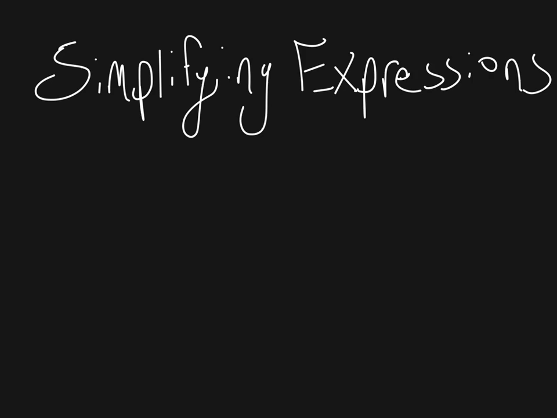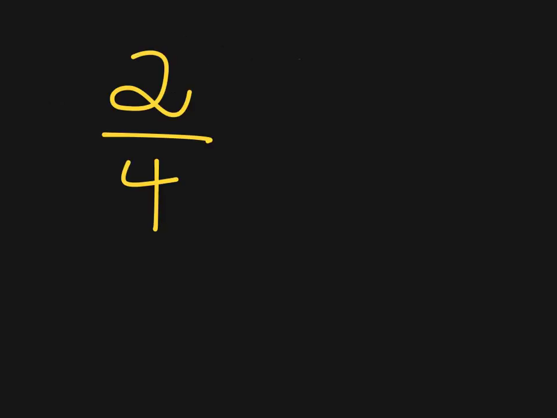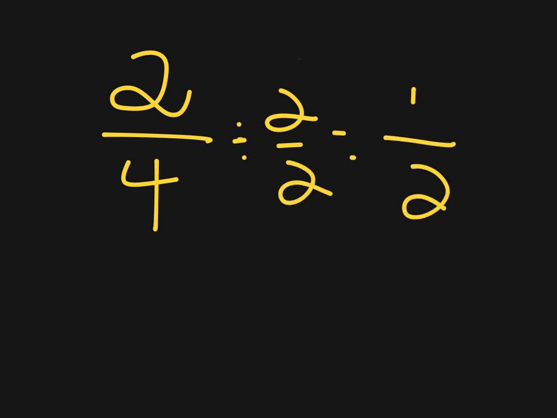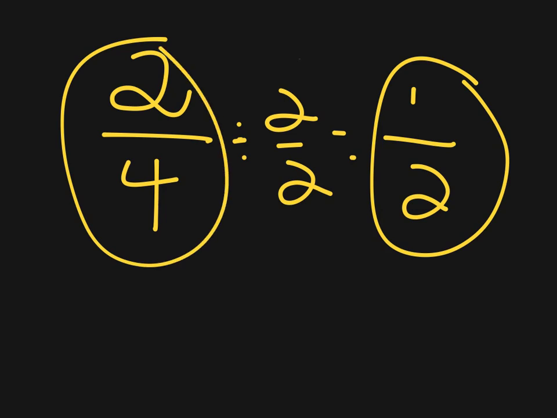Today's lesson is on simplifying expressions. Simplifying expressions is a lot like other things that we simplify. We simplify fractions all the time. 2/4, for example, if we divide by 2 over 2, we can get 1/2. And we know that 2 over 4 is the same value as 1 over 2.